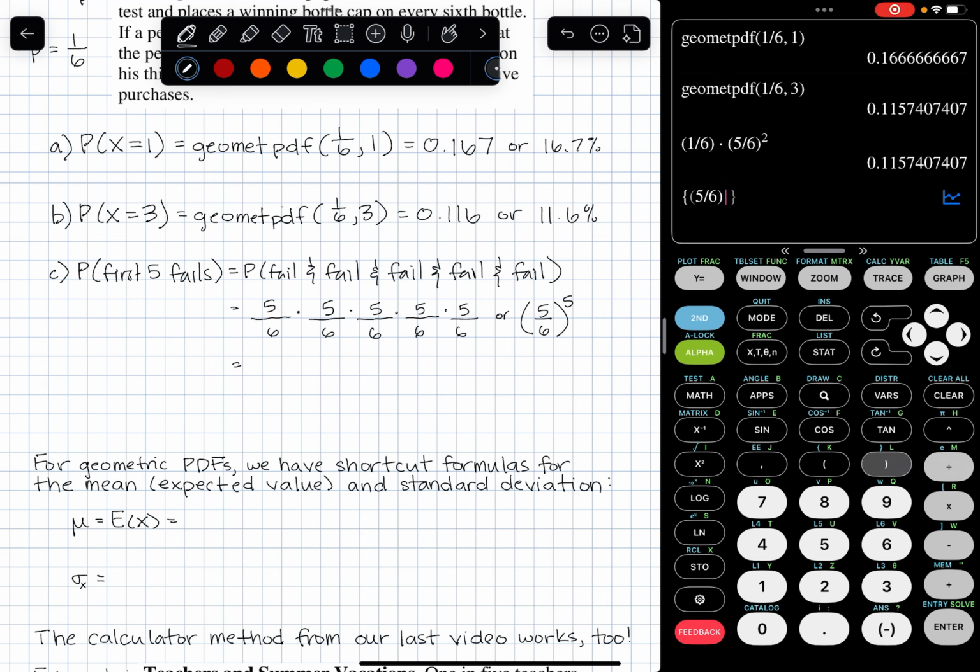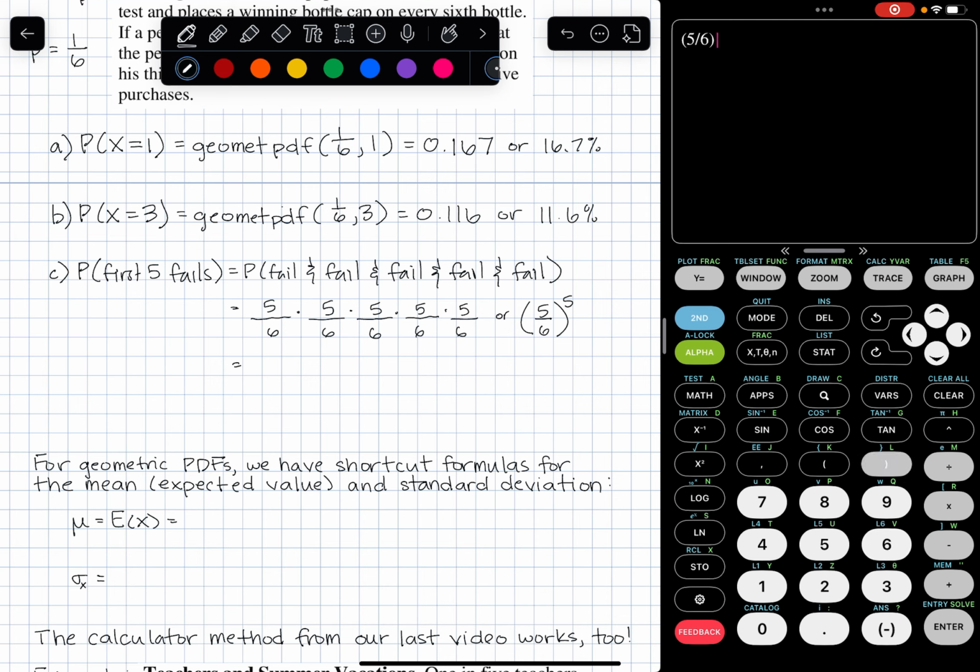So 5 divided by 6 to the, why does that look so weird? To the 5th power, and I get 0.402, or 40.2%. So there's a 40.2% chance that my first 5 soda bottles are failures. They have a losing bottle cap. That makes sense because I know that the winning bottle cap is every 6th bottle. It makes sense that the first 5 failures are fairly common.